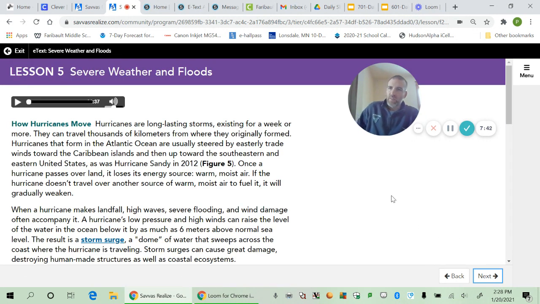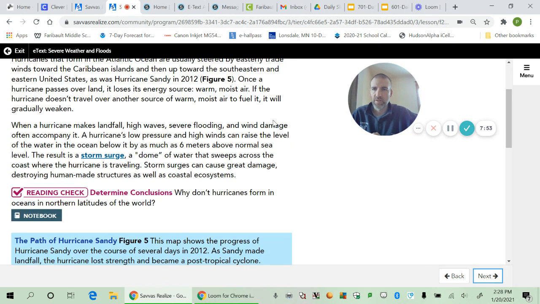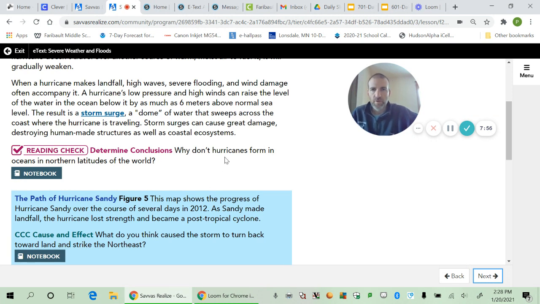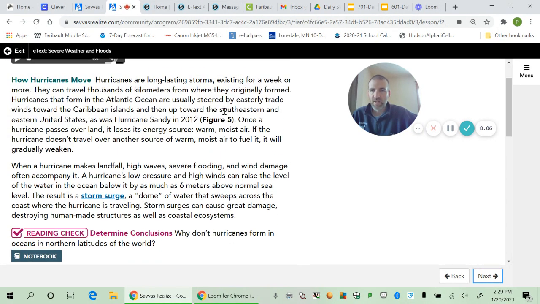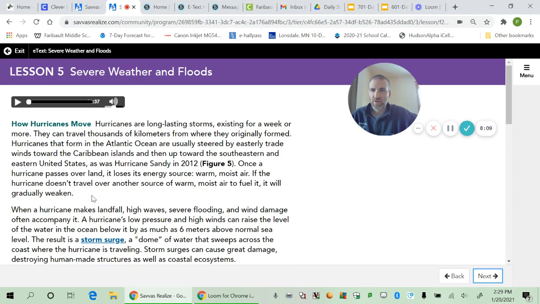The next slide talks about how hurricanes move. And so there are two questions on this slide that you'll be answering in your notebook boxes here. The first one says, why don't hurricanes form in oceans in northern latitudes of the world? And so when you're reading this, you want to look back at this first paragraph, and it talks about things that hurricanes need to become a hurricane and continue on as a hurricane and build their strength. And that's what's going to be your answer.